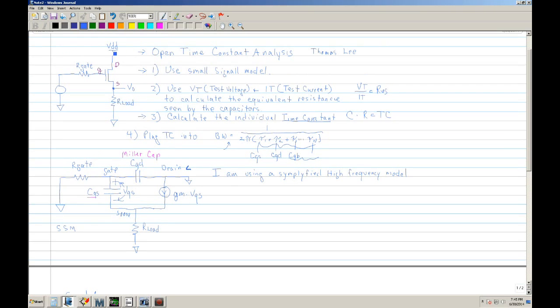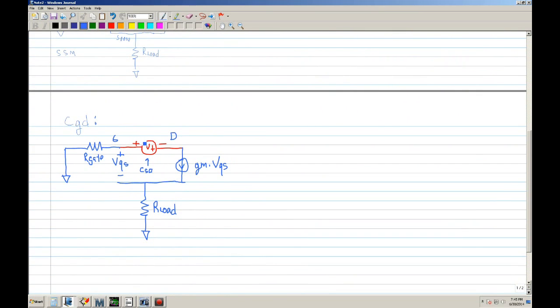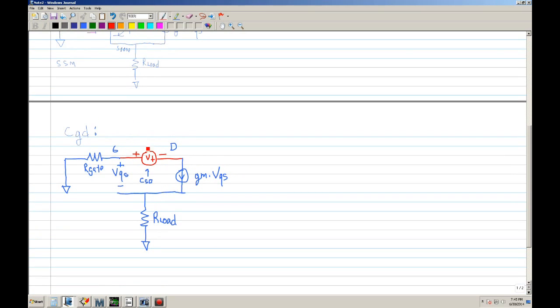Since that is the source, that is grounded, so that's why you ground that. And in this case you have a bias, that would be grounded as well. So you end up with this model. Now I'm going to go ahead and put this in red. Since you put a test voltage across the capacitor, it will develop a current that flows in this direction, and that would be IT.